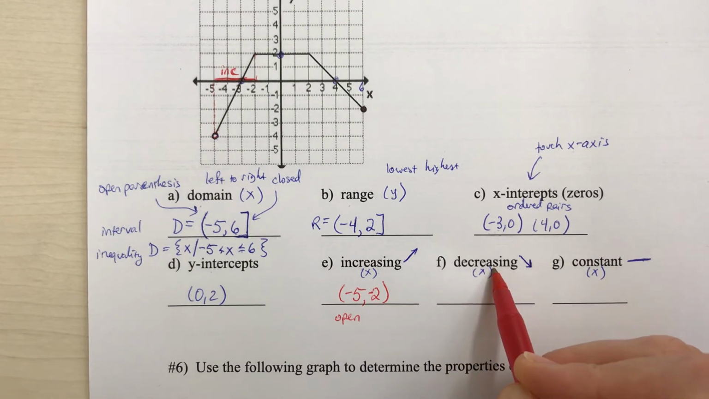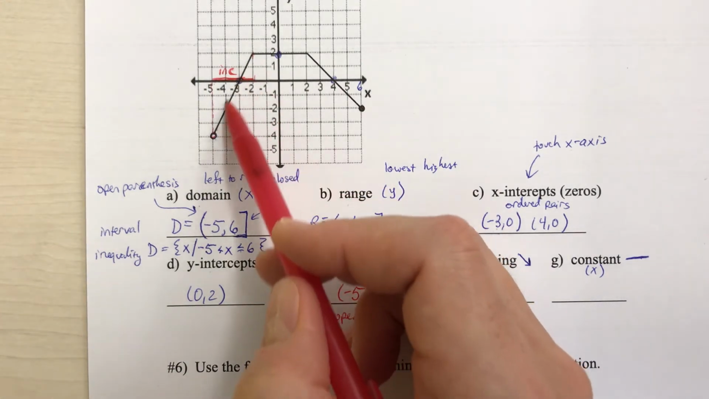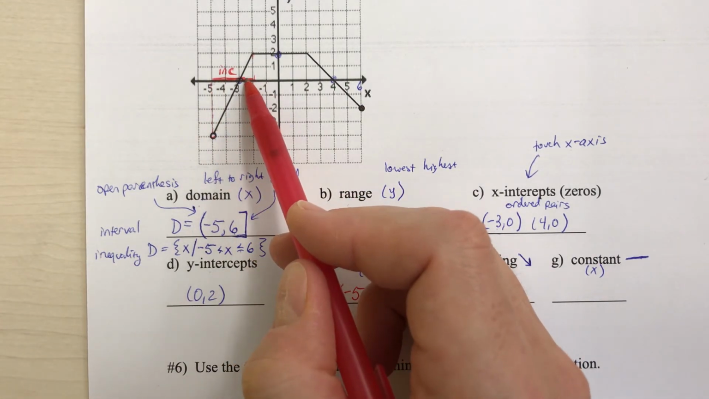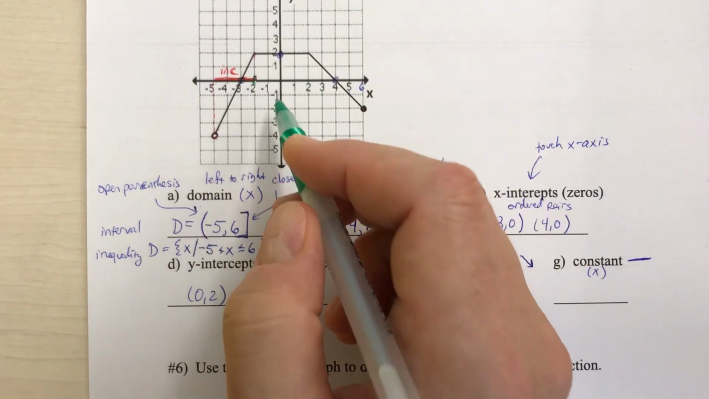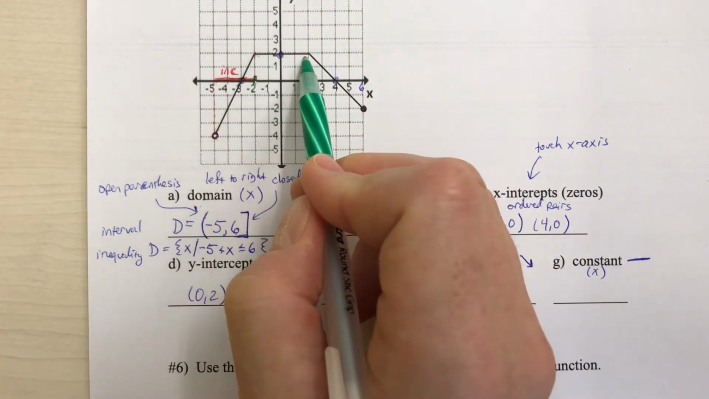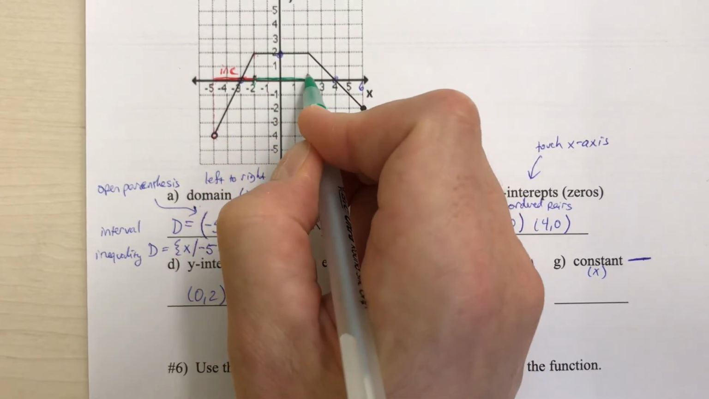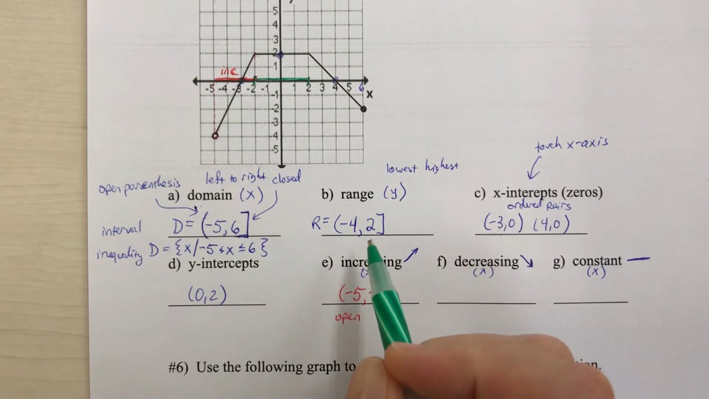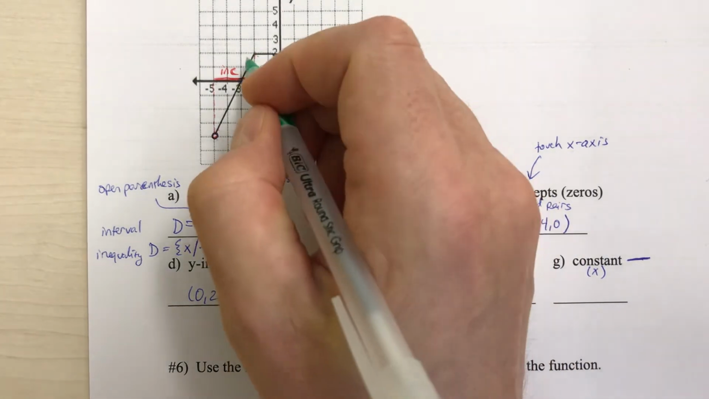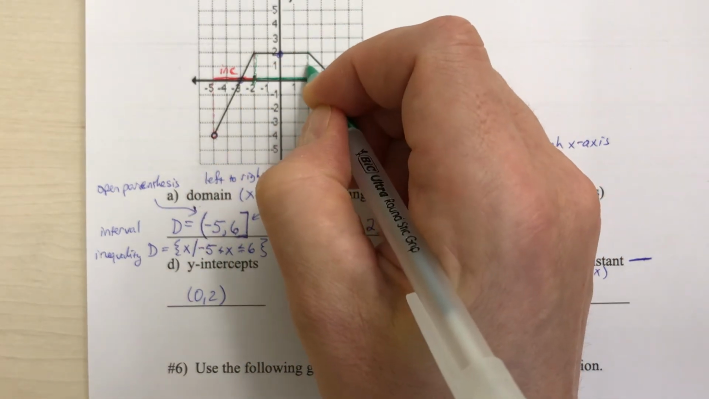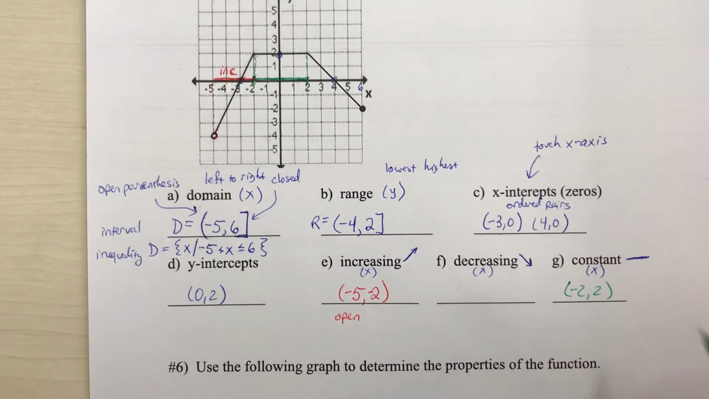Now decreasing, well, actually, let's go from left to right. So in this first section, that was increasing. Then we stopped at -2. So let's start up again. From here to here, this is constant. It's horizontal. Now, what are the x values where that happens? It's from -2 to +2. That would be constant.